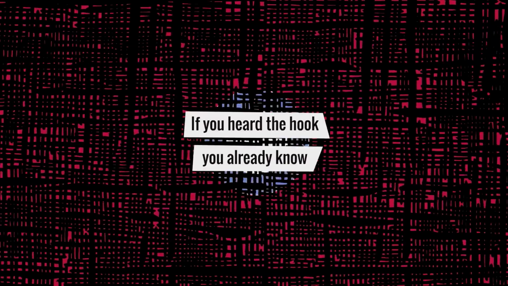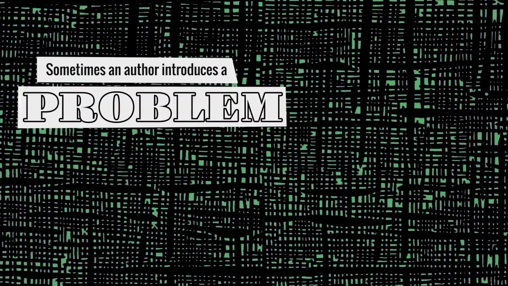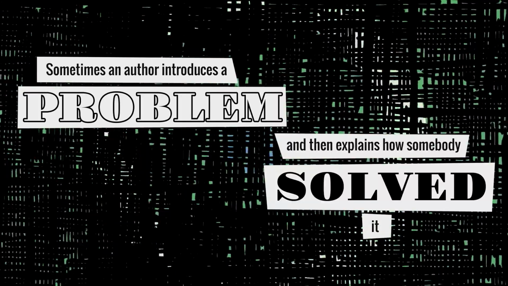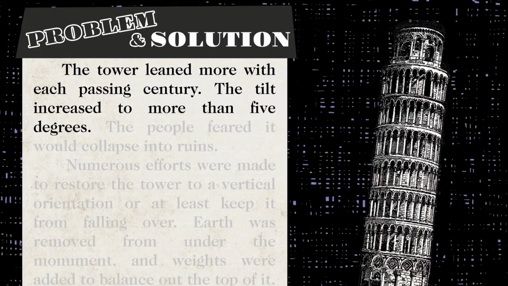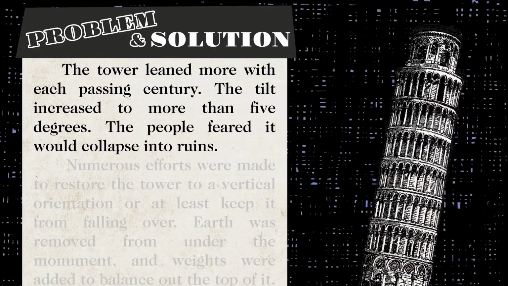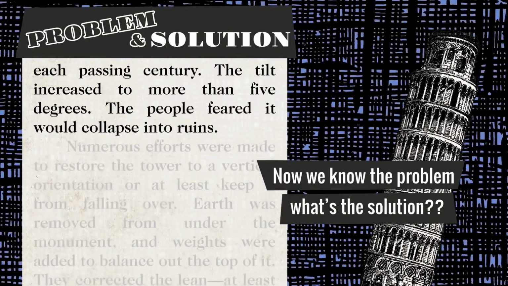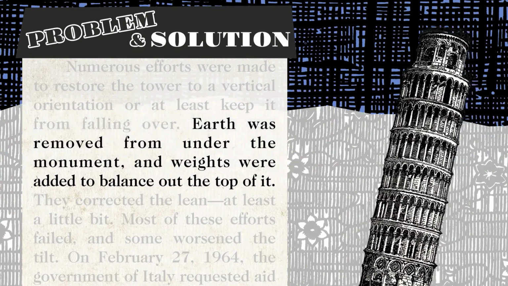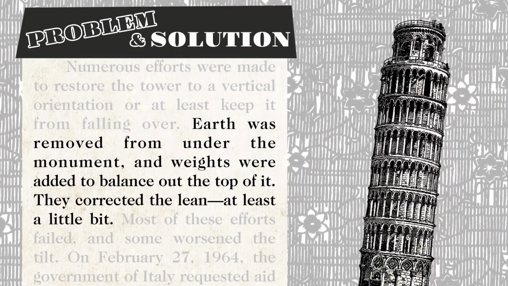If you heard the hook, you already know there's 2 more text structures to go. Sometimes an author introduces a problem and then explains how somebody solved it. The tower leans more with each passing century. The tilt increased to more than 5 degrees. The people feared it would collapse into ruins. Now we know the problem. What's the solution? Earth was removed from under the monument, and weights were added to balance out the top of it. They corrected the lean, at least a little bit.